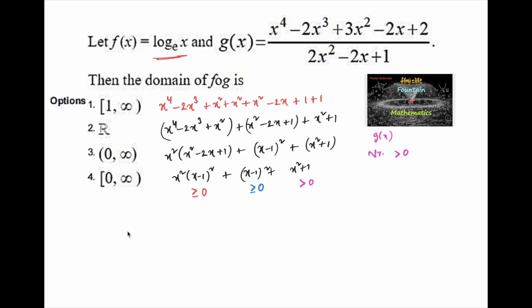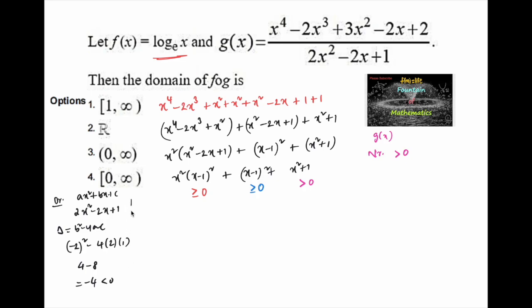And now consider the denominator 2x square minus 2x plus 1. Let us find its nature of the roots. Comparing with the quadratic ax square plus bx plus c, the discriminant is b square minus 4ac. So minus 2 whole square minus 4 into 2 into 1, that is 4 minus 8, which is negative 4, less than 0.